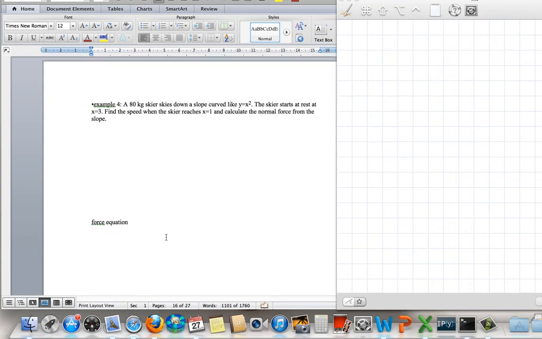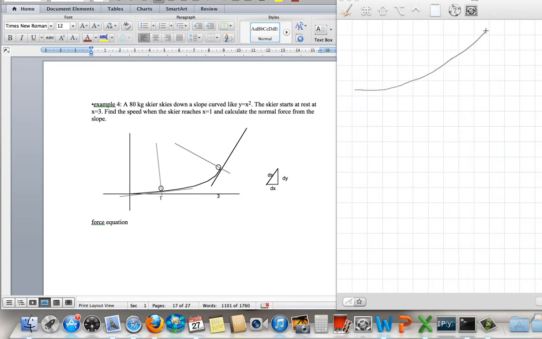All right, here is the next problem. And in this one, we're not moving in a circle anymore. So we're moving along a quadratic, y equals x squared. So that means, of course, that we're going to have to determine what the radius of curvature is. So we're starting at rest up here at x equals 3, and then down here at x equals 1, we want to know the speed and the normal force from the slope.